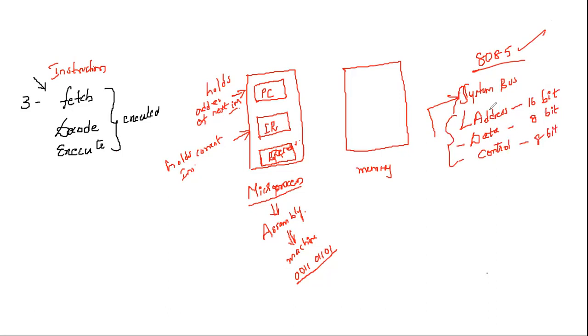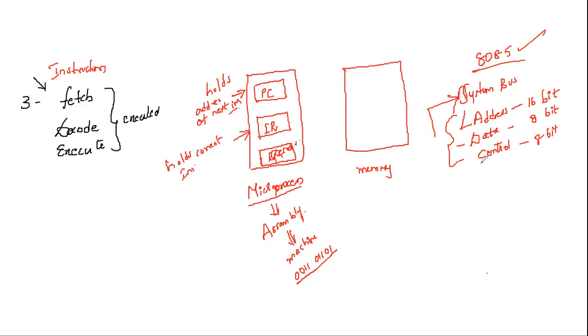What is the purpose of the address bus? The address bus is used to hold the address, and with that address, it is used to fetch from the memory. The data bus carries the data. The control bus sends the read and write signals. What operation do we have to do? We have to read the data or write the data.